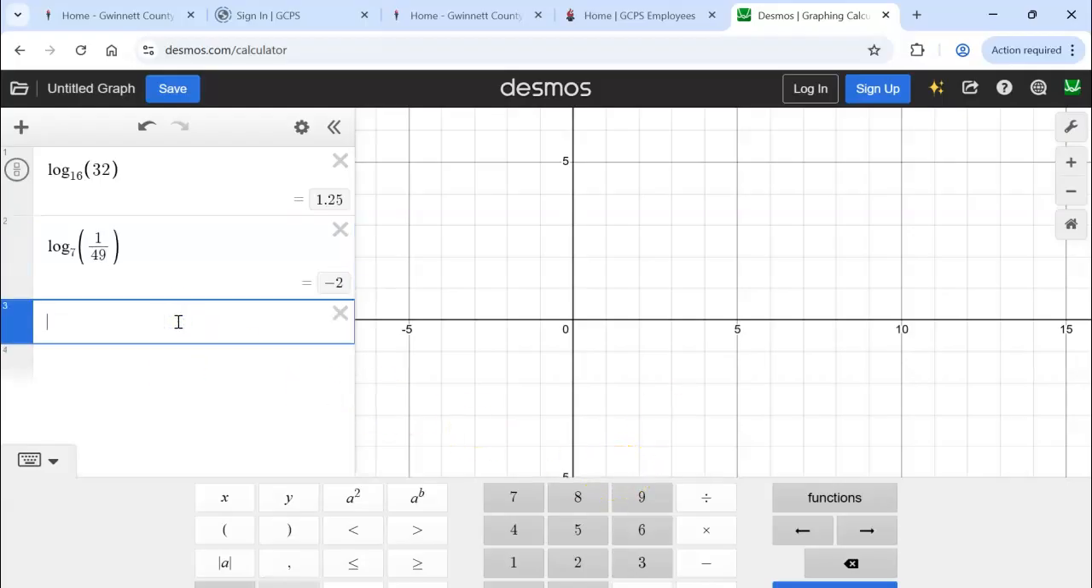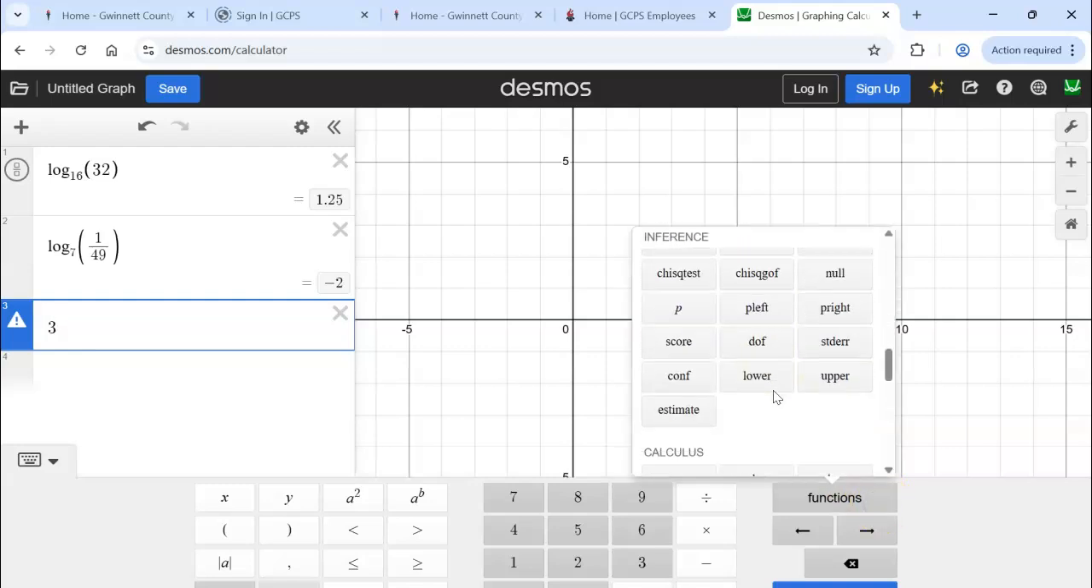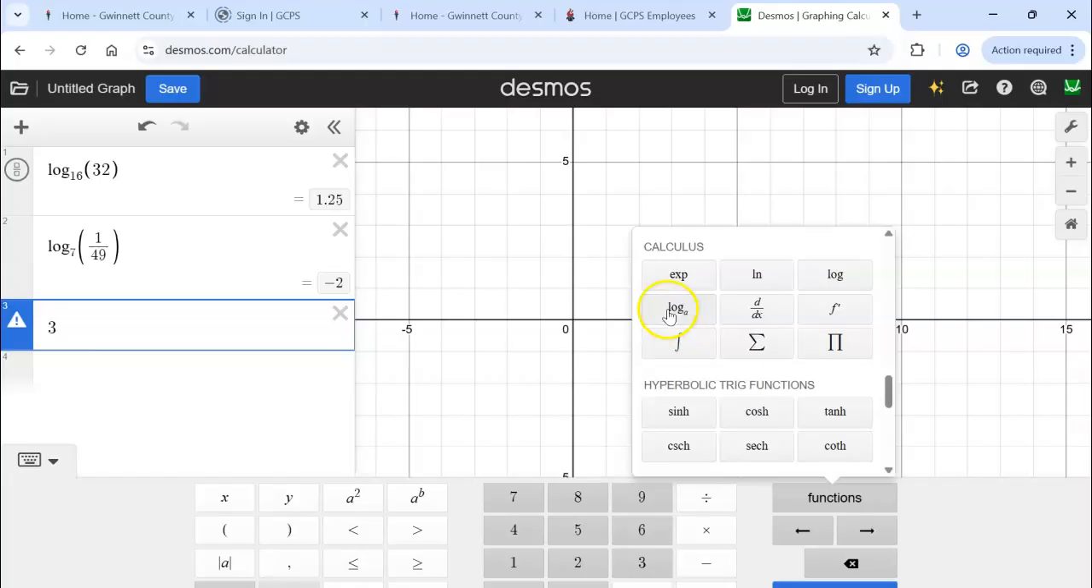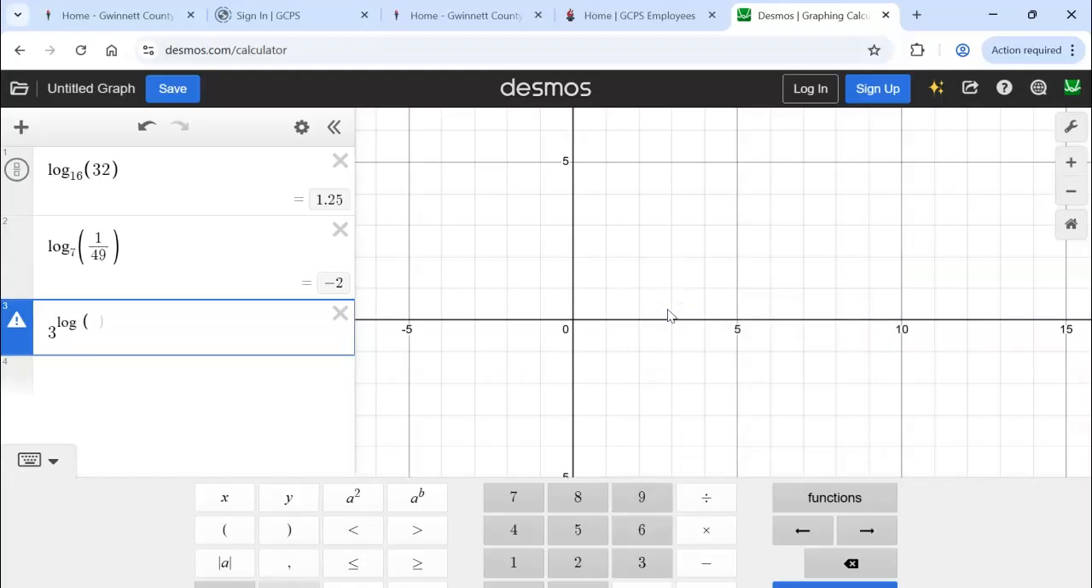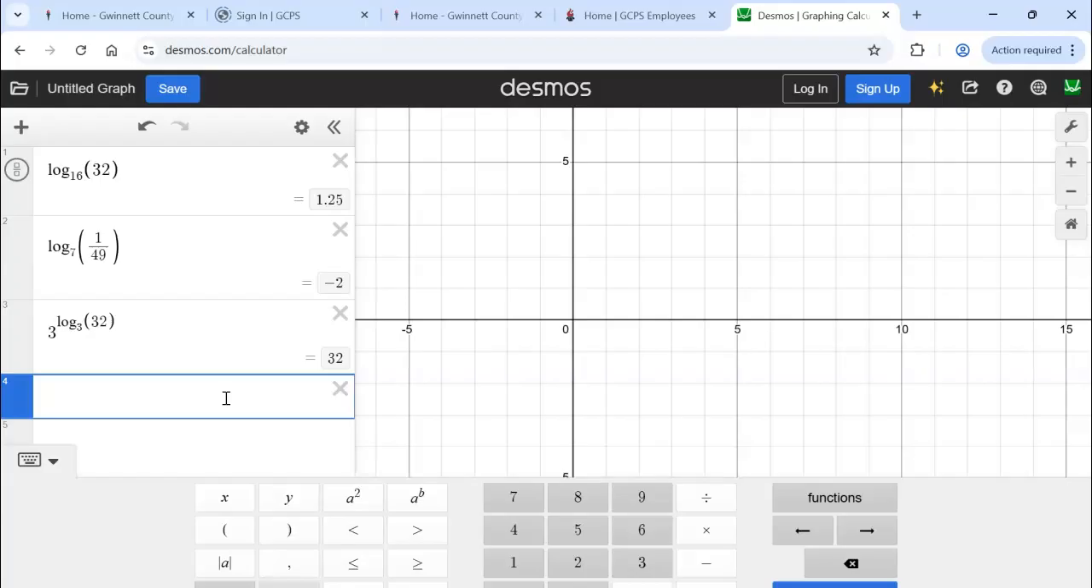Now let me show you one more. How do you do, for example, 11? You're going to say 3 raised to. Now you're going to go to log again. You have to plug in and make sure you do that because you want to have a log base. You're going to do log base 3 and then of 32. And you get 32.